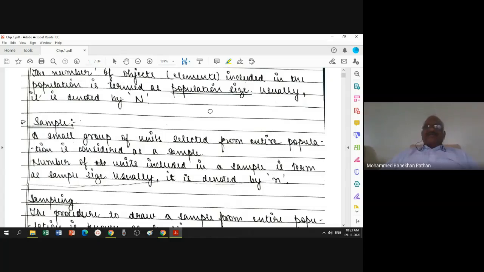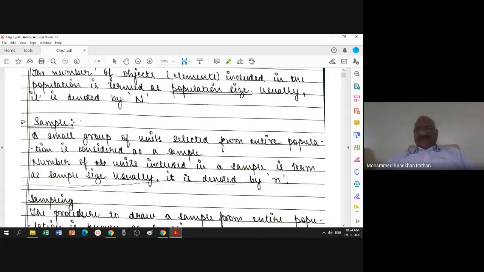But there are some examples where, even though money is available, manpower is available, and time is also liberal, we cannot study the population. We have to draw the conclusion about the population with the help of a sample. What are the examples for this?